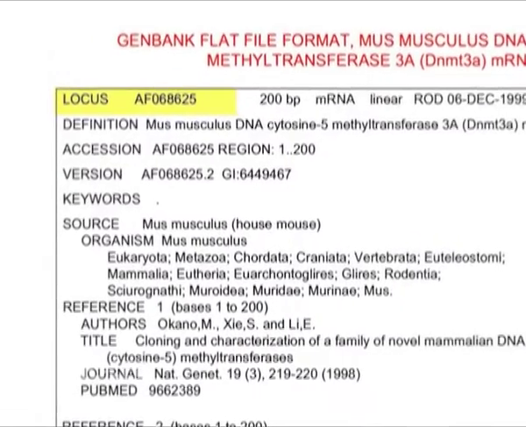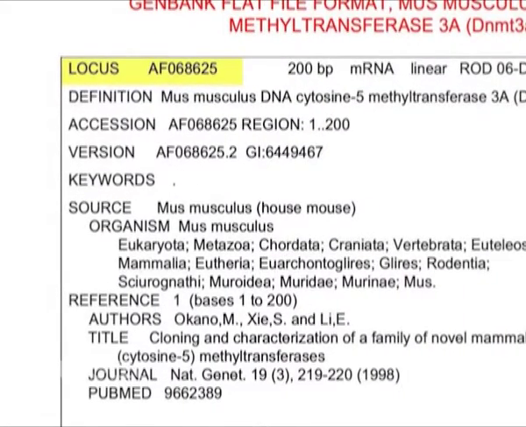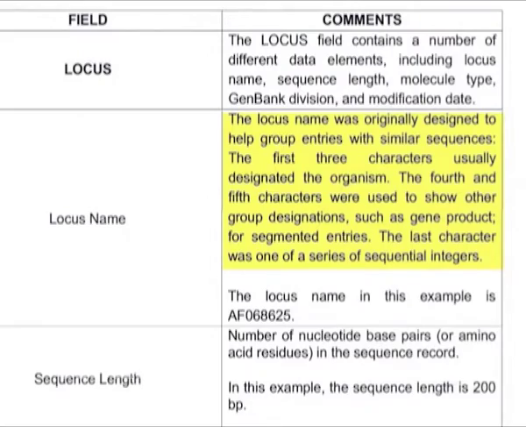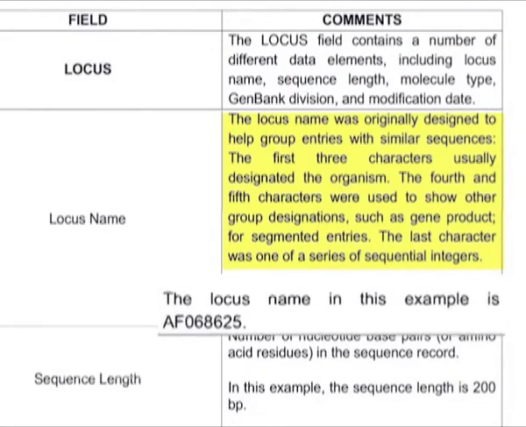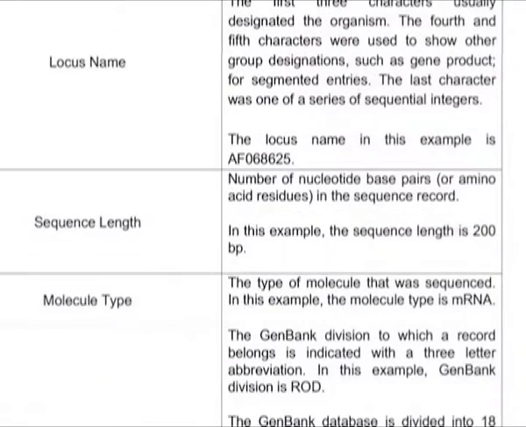The locus name in this example is AF068625. The locus name was originally designed to help group entries with similar sequences. The first 3 characters usually designated the organism. The 4th and 5th characters were used to show other group designations such as gene product for segmented entries. The last character was one of a series of sequential integers. Next, we are going to study about sequence length.